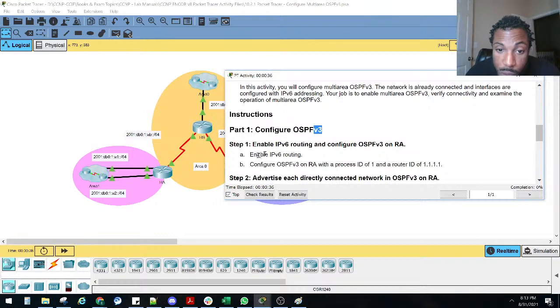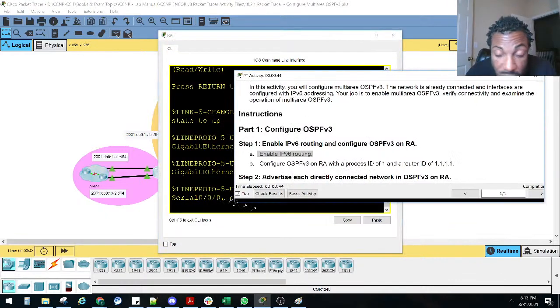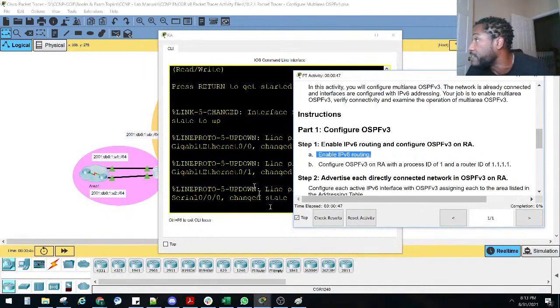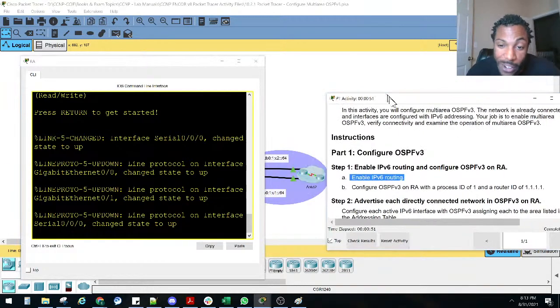Instructions: configure OSPF version 3. We're going to enable IPv6 routing. Y'all remember how to do that? We did that yesterday in a single area lab. Go to router A. Diane, pay attention. You remember what that was? Looks like it's just us tonight, so let me just go ahead and run through it.